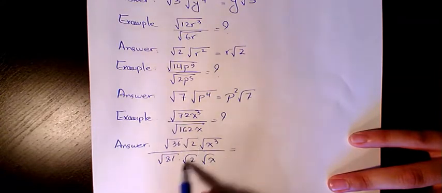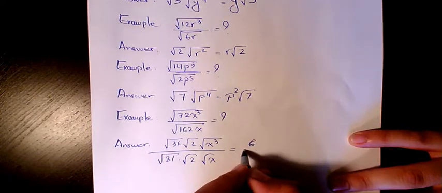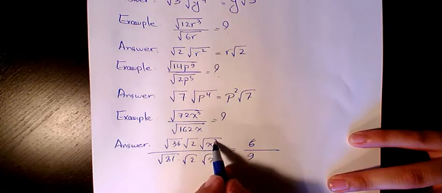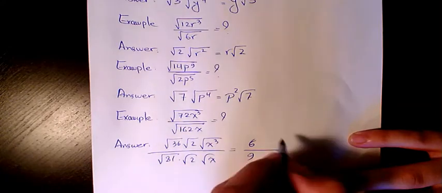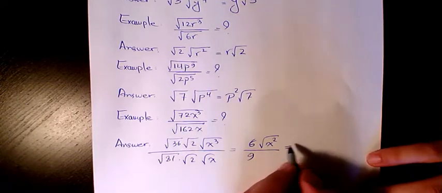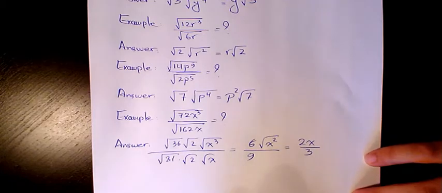So root 2 and root 2 cancel out. Root 36 is 6. Root 81 is 9. Root x to the power of 3 divided by root x is going to be root x to the power of 2, which is going to be just x. And then when you simplify, it's going to be 2x divided by 3.